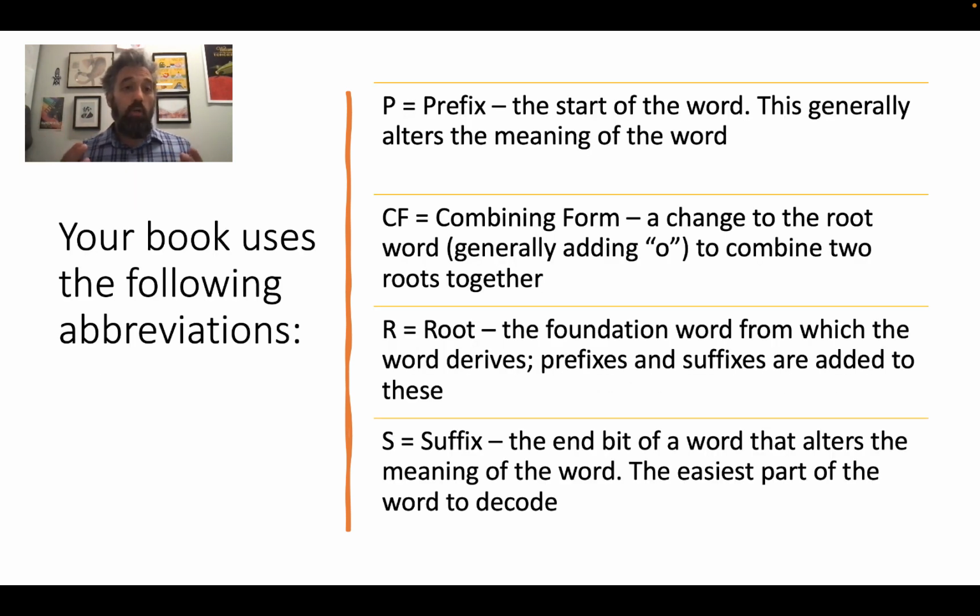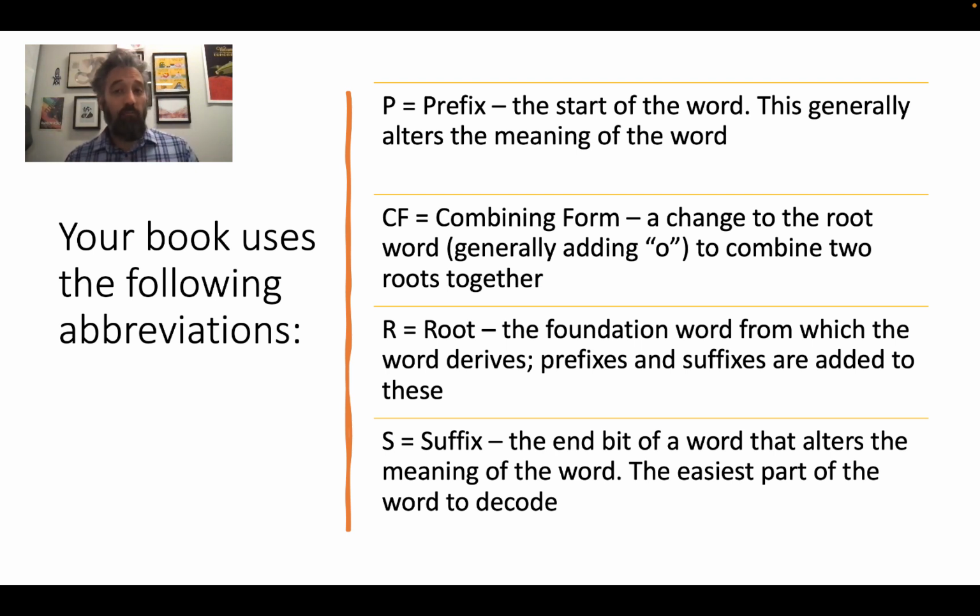The way that your book is going to use abbreviations, it's going to build off of a couple of different things. So it's going to use the letter P for prefix. A prefix is the start of a word. So that means like antibody is against the body, or versus body, against. Anti, prefix. So that's the start of the word, and it alters the meaning of the word the same way that you have anti. So if you have anti-cold, that means you're hot. It's the opposite of cold.